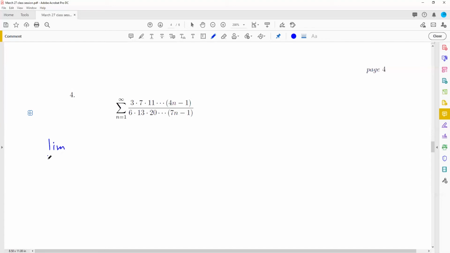Okay, so limit as n goes to infinity of a n plus 1 over a n. Now, you know, you need absolute values, but this one you don't actually need them because all the terms are positive.